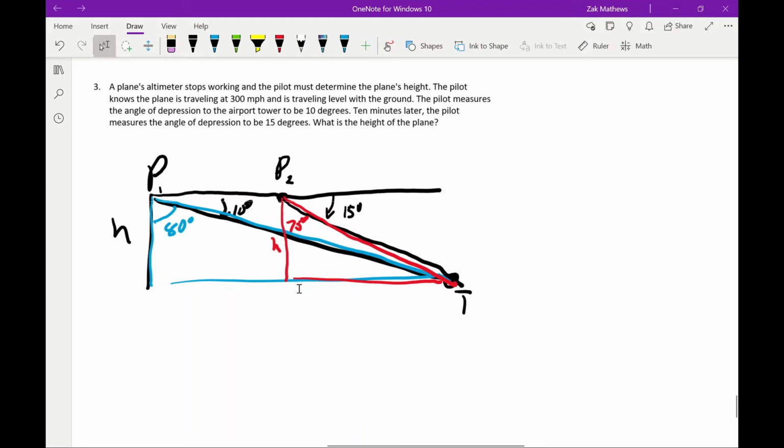The heights are going to be consistent. It's not getting any lower, not getting any higher. We don't know what the horizontal distances are, but we do actually know one of them. I know how far it traveled from here to here, or this little segment of the blue line right here.